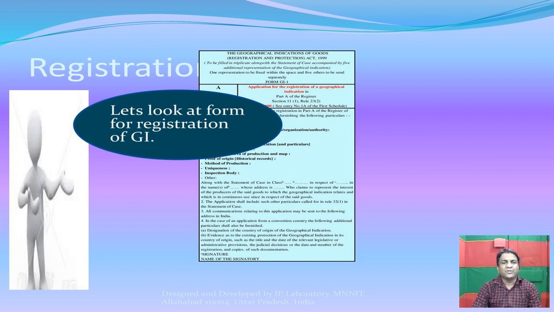Let's look at the form for registration. This is the form for a GI application for the registration of a geographical indication. This is a proforma of a registration form. They mention all these details about the registration of a GI, and lastly mention the signature and name of the signatories.